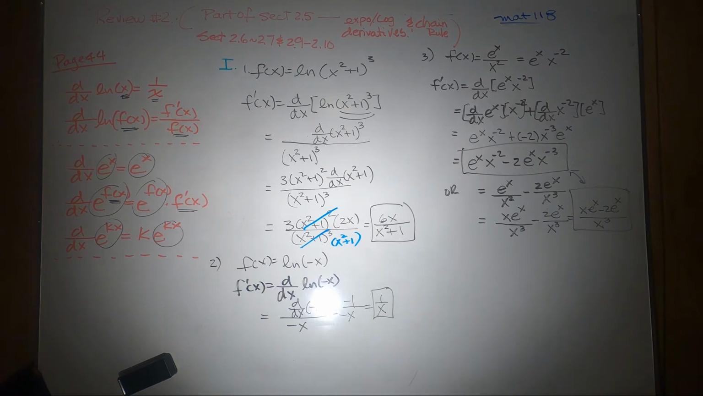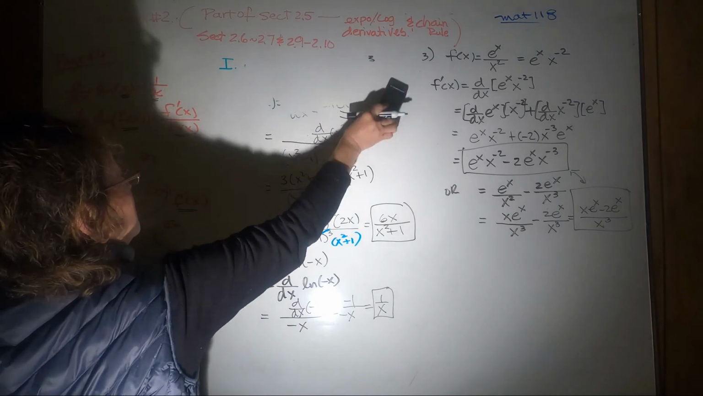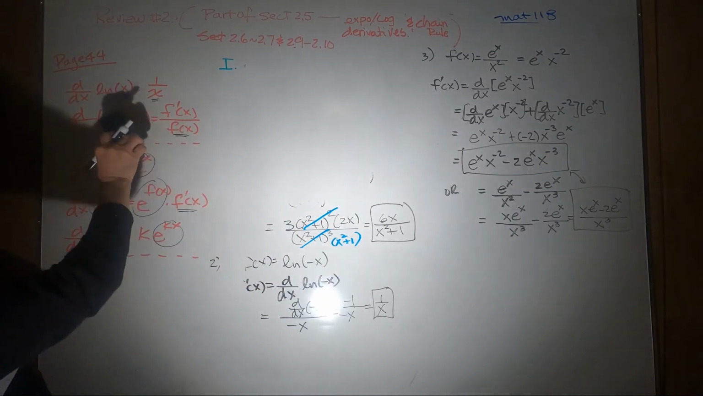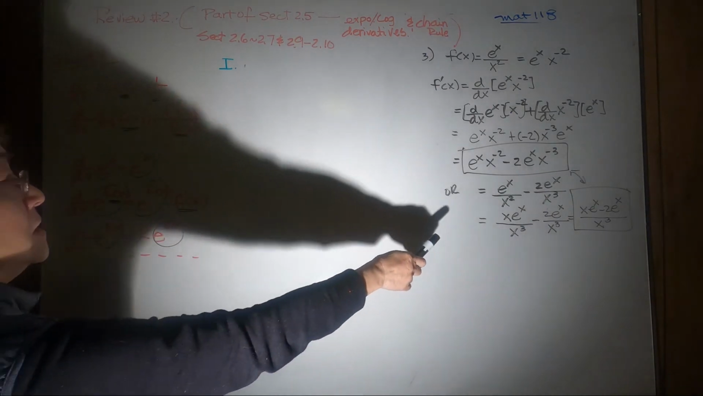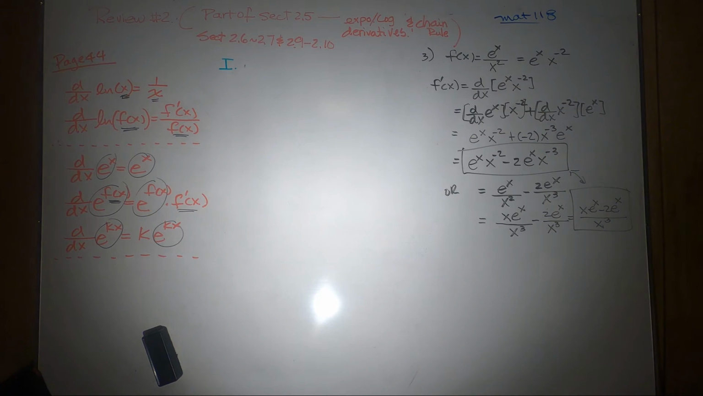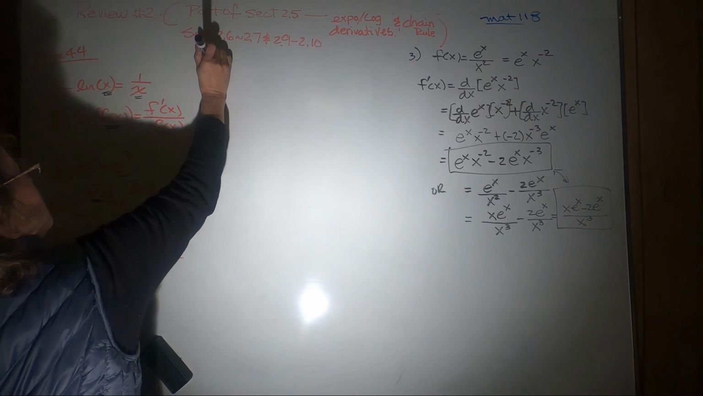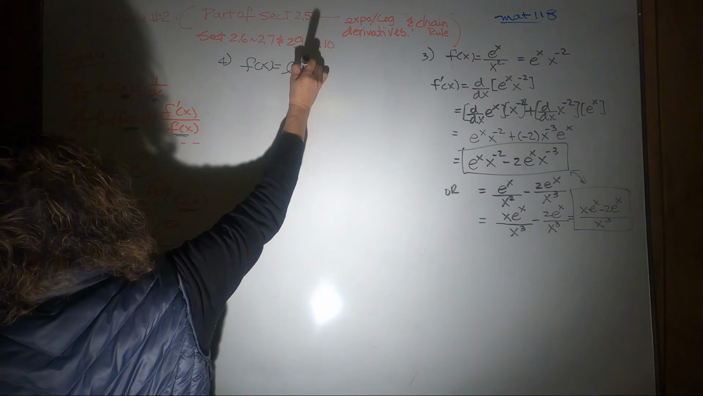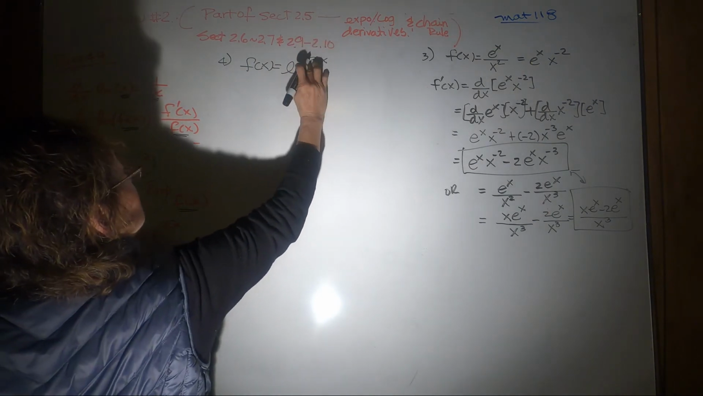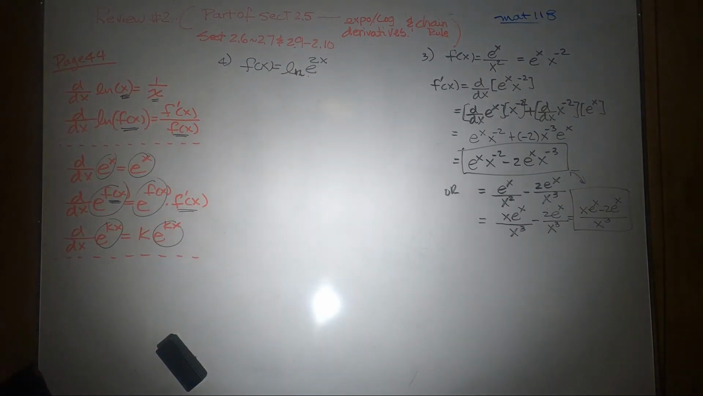Let's look at another one. Okay, so we are practicing the derivative of the log and the derivative of the exponential function, right? So let's do the next one. f of x equals natural log e to the 2x. Okay, so we are combining this one.